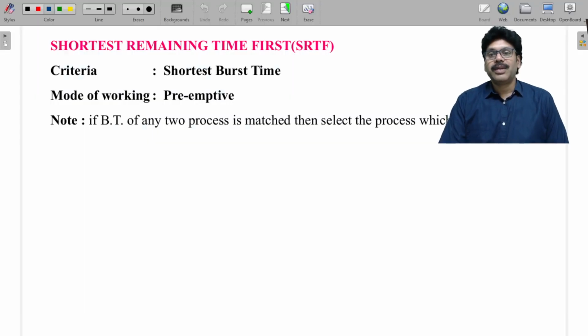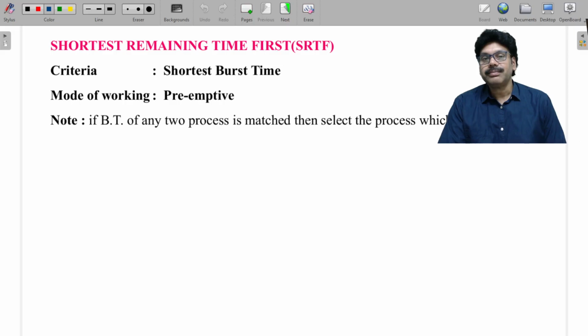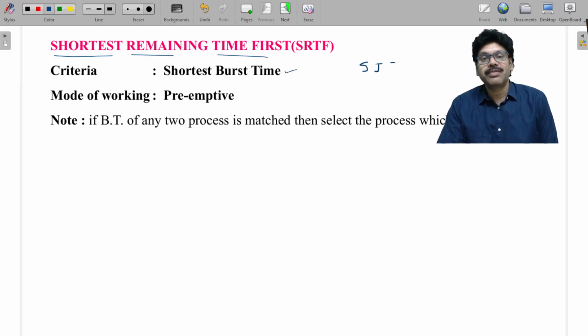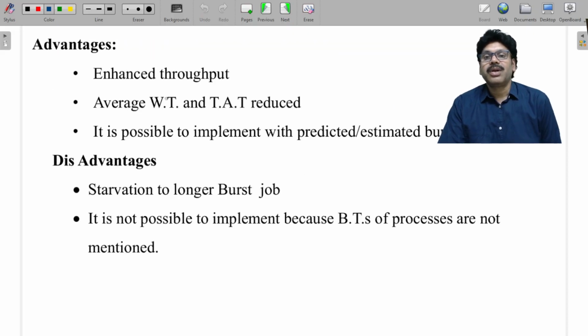In this session, we'll be discussing the preemptiveness of SJF. So SJF preemptive based is known as shortest remaining time first, also known as shortest burst time SJF with preemptive nature. Let us see what the advantages are.